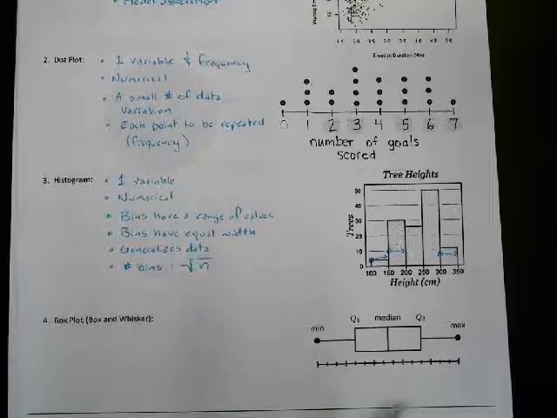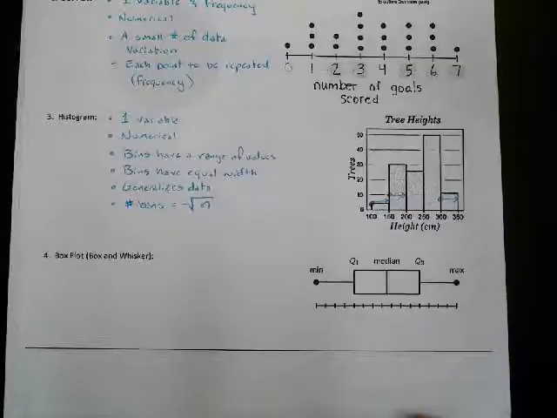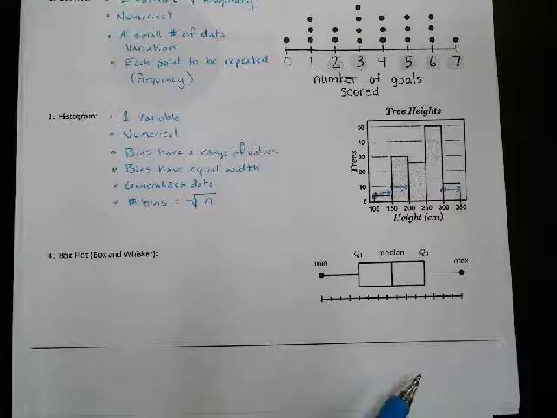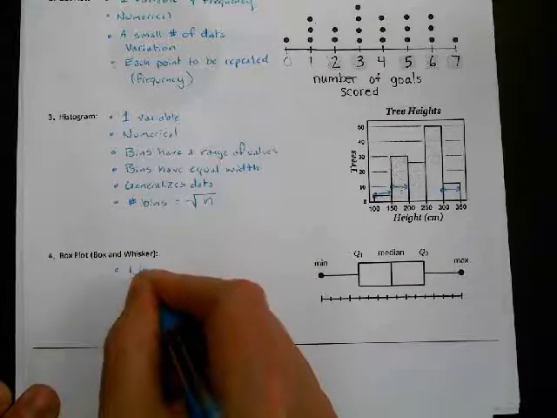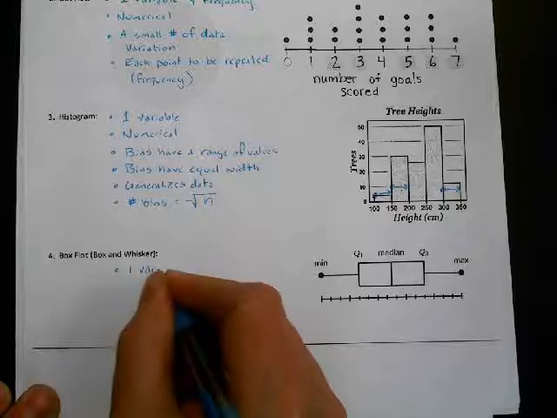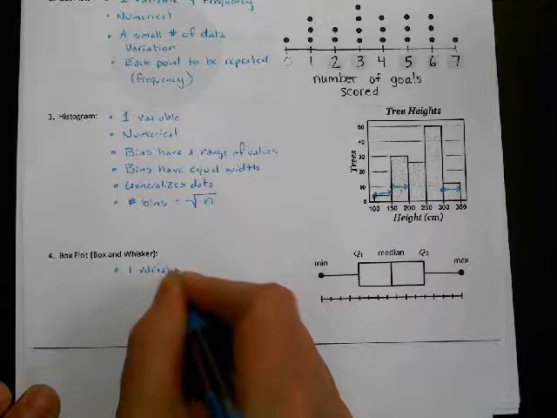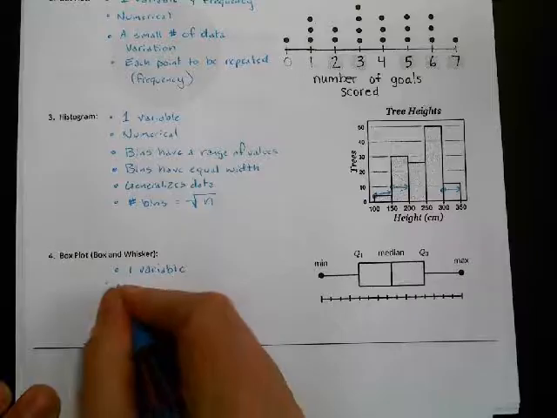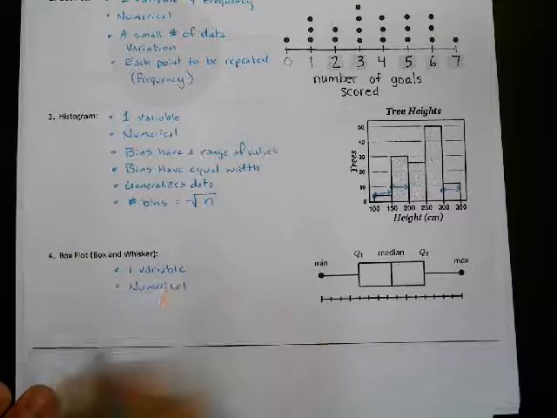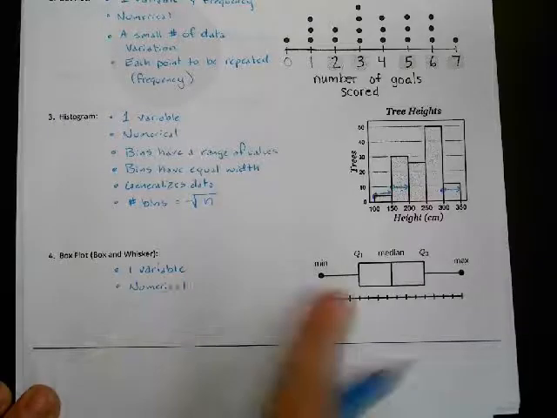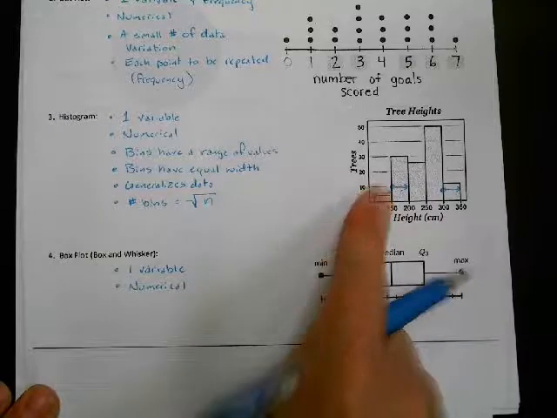Box plot, also called a box and whisker plot. This is for one variable data. It's for numerical data. It also generalizes the data similarly to how a histogram does, but does something a little bit different.